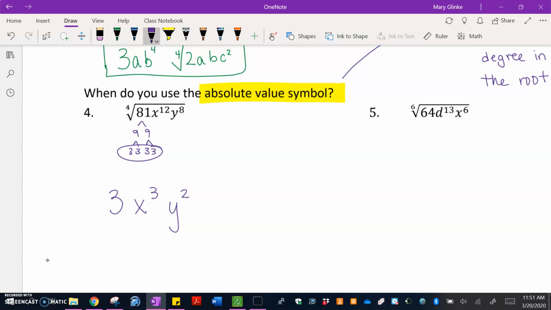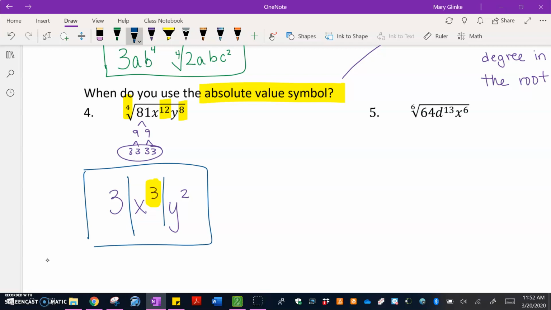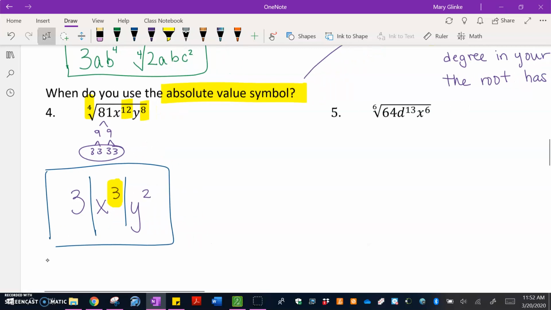This would be my answer, but I have to stop and check because I have an even index. I have 2 variables that both started off with even degrees, but only one of them ended up with an odd degree. That is where you're going to use your absolute value symbol. This would be your final answer. So let's take a look at the next one. It's going to be the same premise here.